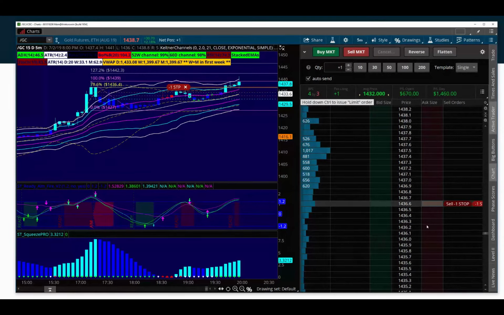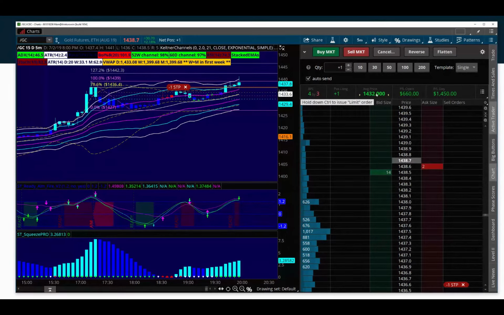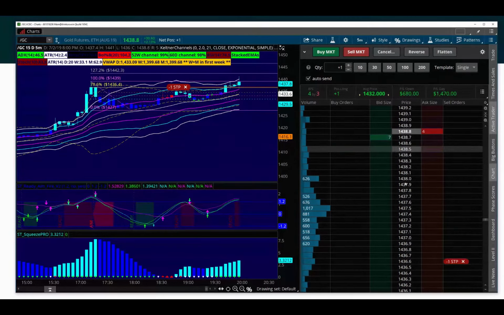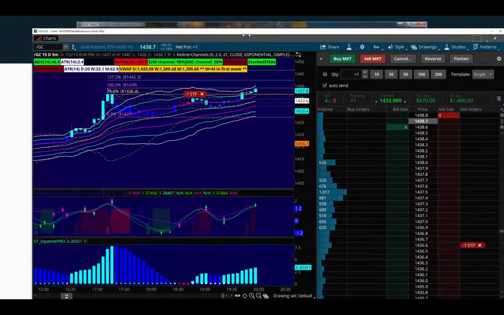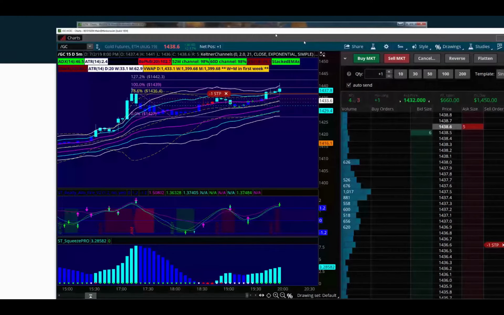Let's do 36.60. I'm going to do it $2 below where we are right now. So we're at 38.80. Okay, so that's close enough. So if I get stopped out here, I ain't gonna cry, right? So otherwise, I will get out when the momentum changes.